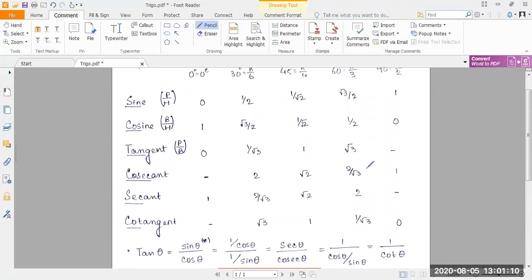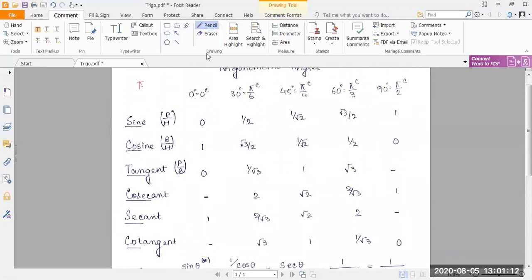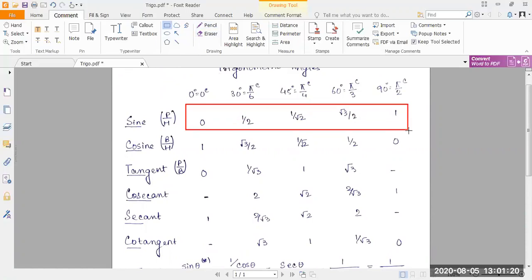So let's go back to the table, the original table that we have. The first line is a line that we'll have to remember. There are easy ways to remember it, but this one we'll have to remember. So let's start with the first row. So you see sine 0 degree or sine 0 radian is 0. Sine 30 degree or sine pi by 6 radian is half.